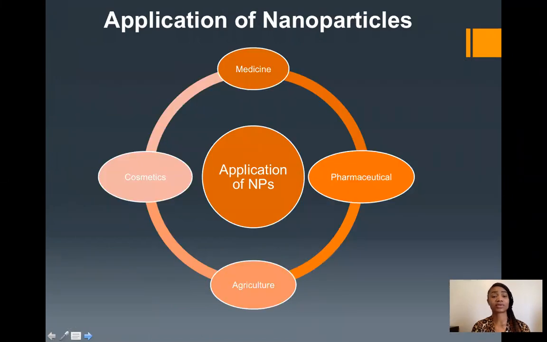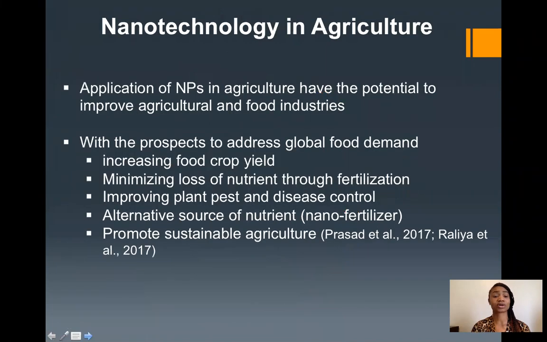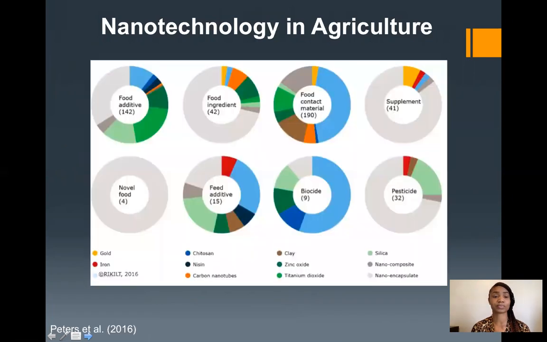Due to their unique characteristics, they are used in various applications in industries such as medicine, pharmaceuticals, cosmetics, and even in the agricultural industry. In agriculture, the application of nanomaterials has the potential to improve agricultural and food products, with prospects of addressing global food demand by increasing food crop yield, minimizing loss of nutrients through fertilization, improving plant pest and disease control, and serving as an alternative source of nutrients, promoting sustainable agriculture.